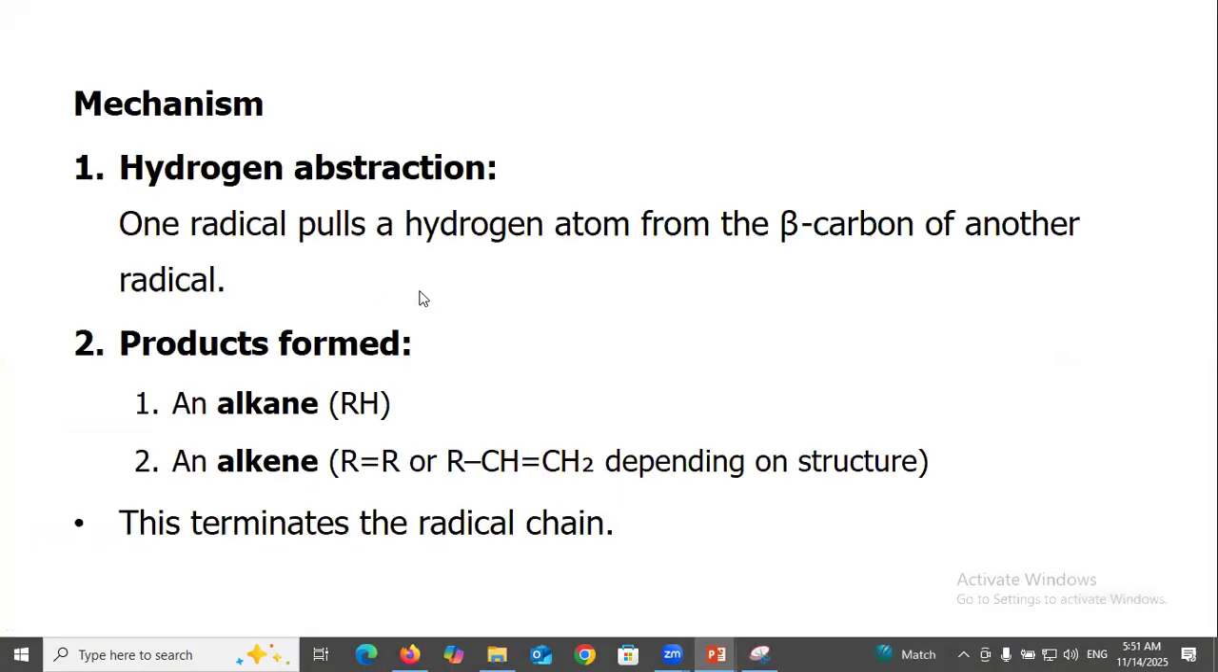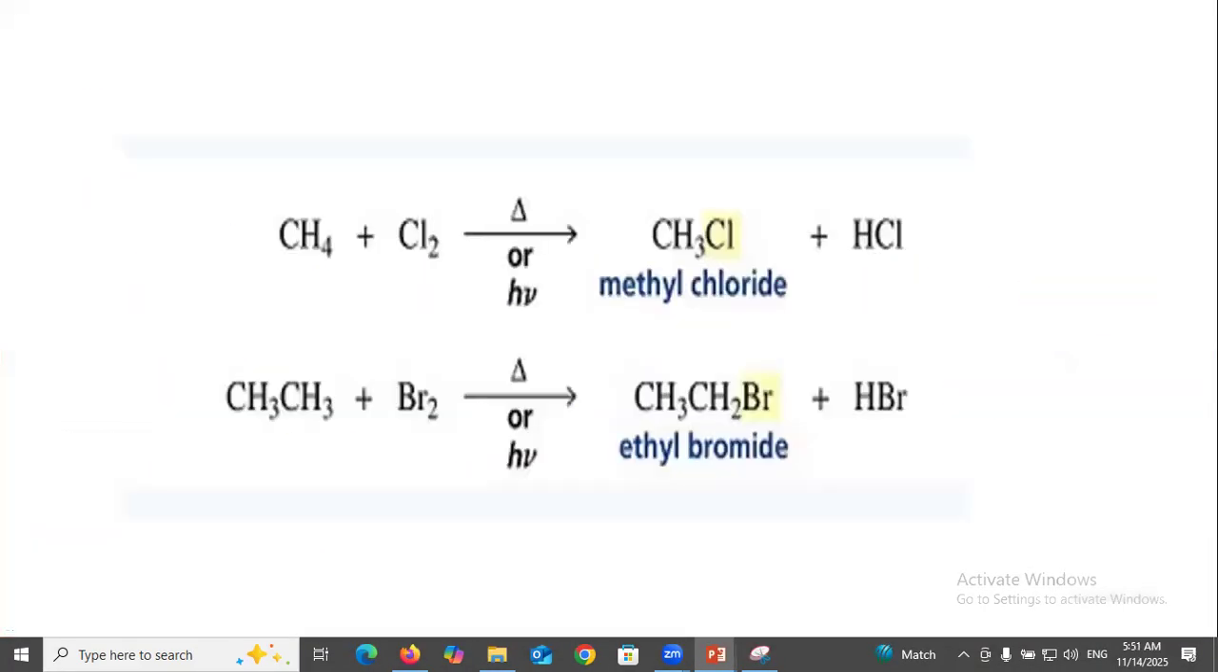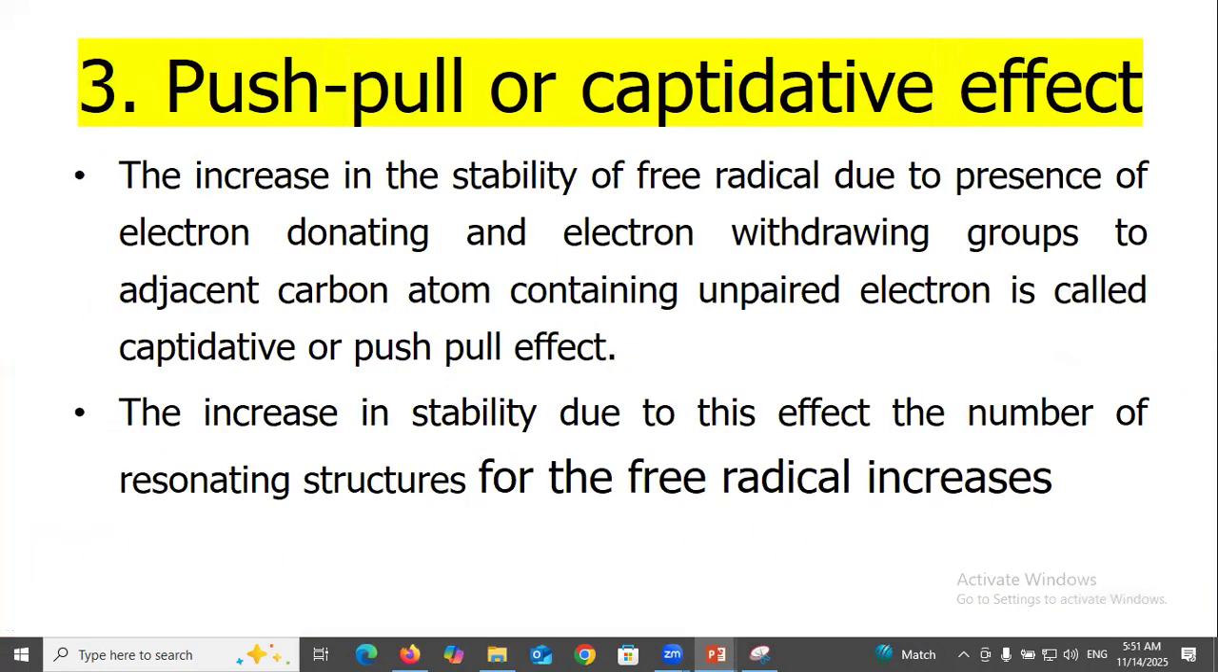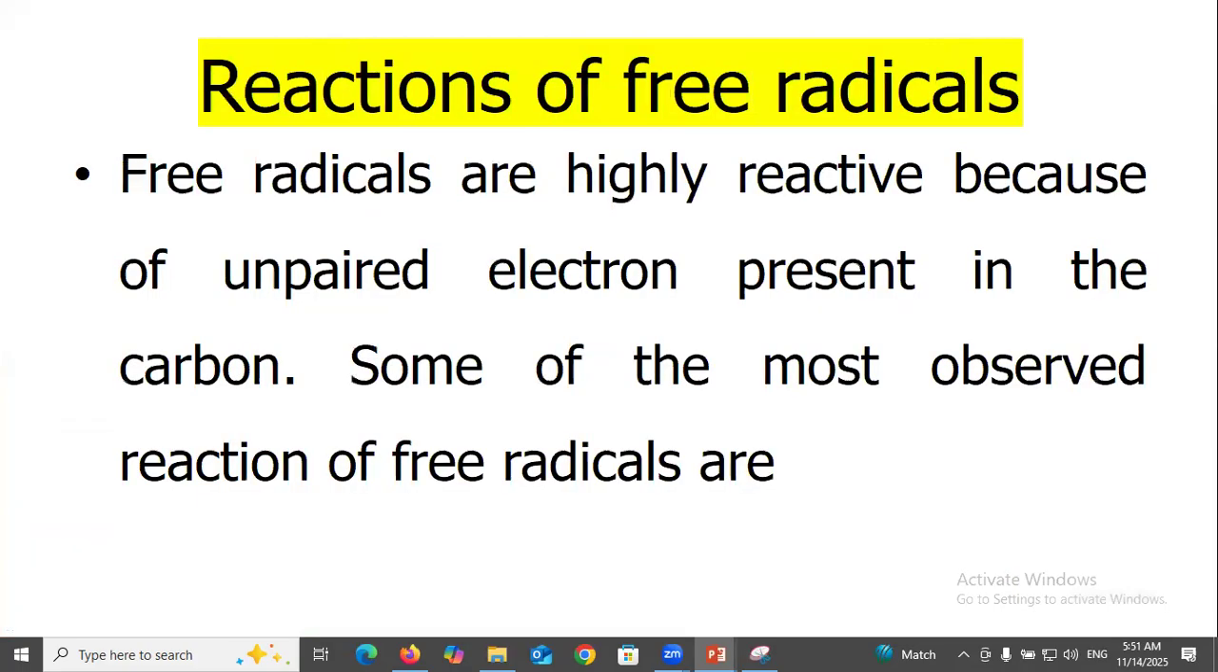Okay, it's all about the chemical reaction of free radicals and fate of free radicals.